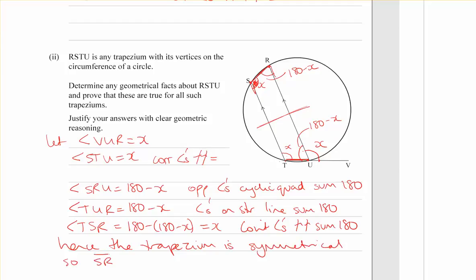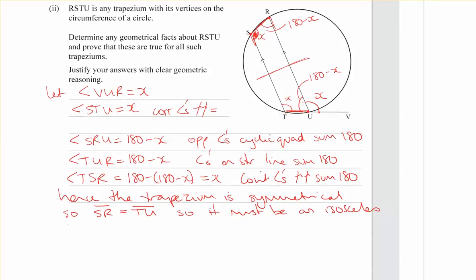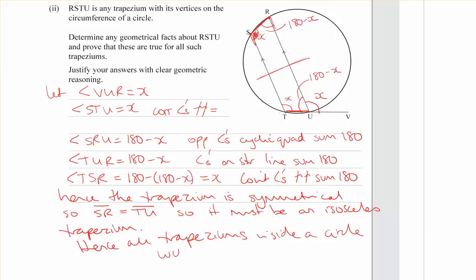So SR will equal TU, so it must be an isosceles. Hence all trapeziums inside a circle will be isosceles. And they must be with the pair of parallel sides, which is a trapezium.